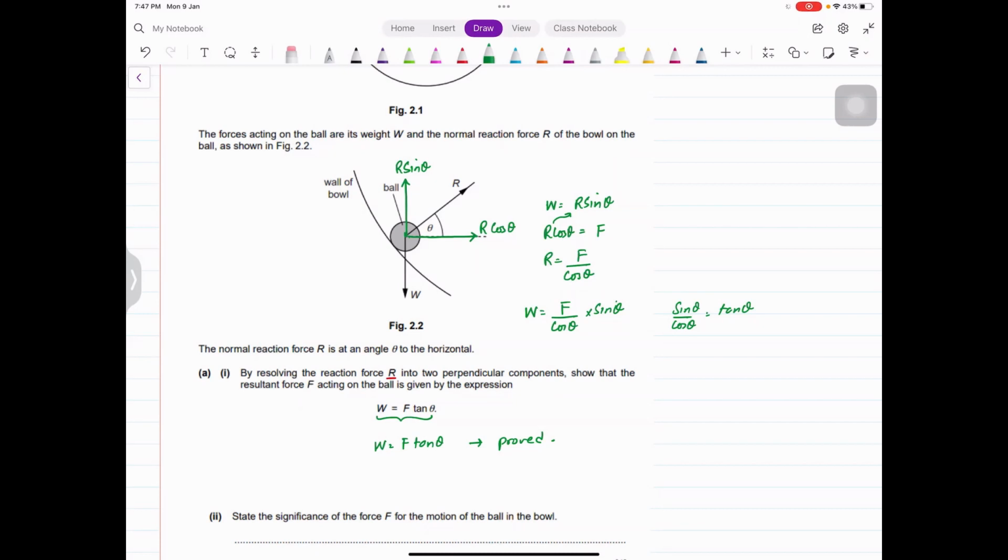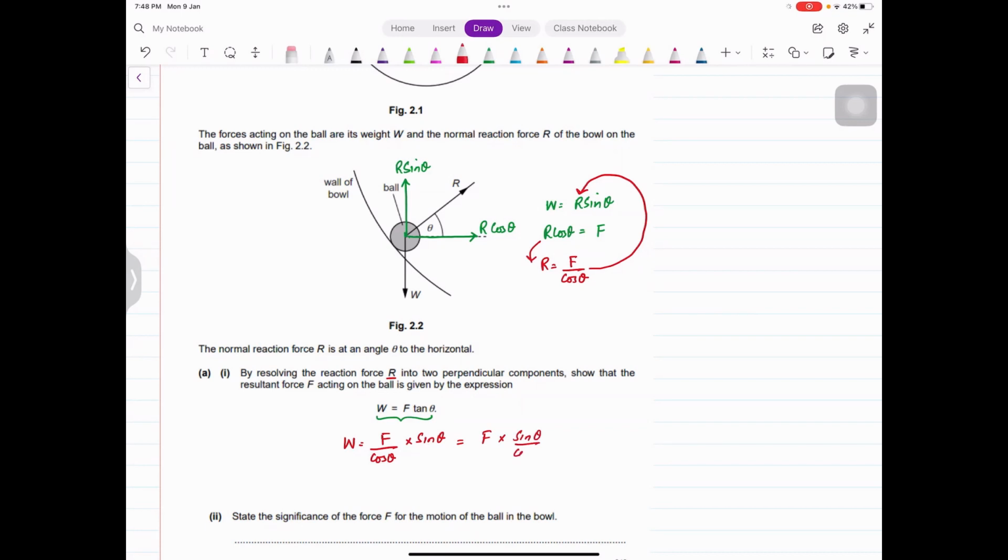Sir, can you explain the ending, like from R is equal to F by cos theta? You want me to explain this part? Yeah. Okay. So you do understand the two equations that I made, right? Yes, sir. If I write this equation as R equals F over cos theta, would you mind? No, because you're making R the subject. Can I put this here? Yes. I can replace R, right? So what will it be? W equals F over cos theta, and there's sine theta already there, right? Yes. Can I write it as F times sine theta over cos theta? Yes. And sine theta over cos theta is tan theta, right?